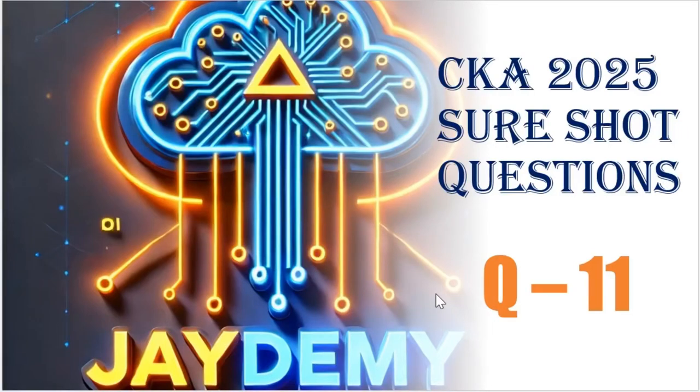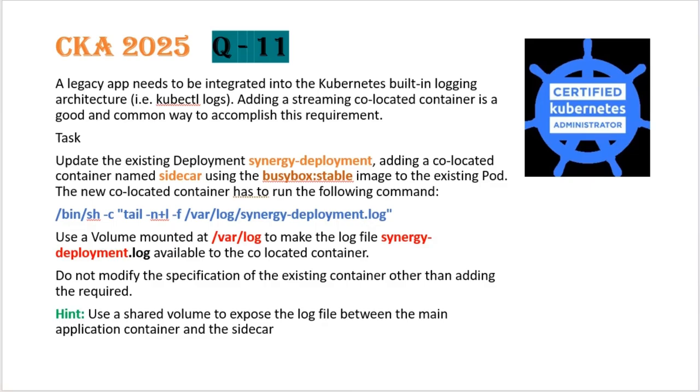Jeremy. Today we are going to discuss one more CKA exam question. The question says a legacy app needs to be integrated into Kubernetes built-in logging architecture. So we need to add a streaming co-located container. We need to set a proper way, and that will accomplish our requirement. So the task is we need to update the existing deployment called the synergy deployment.